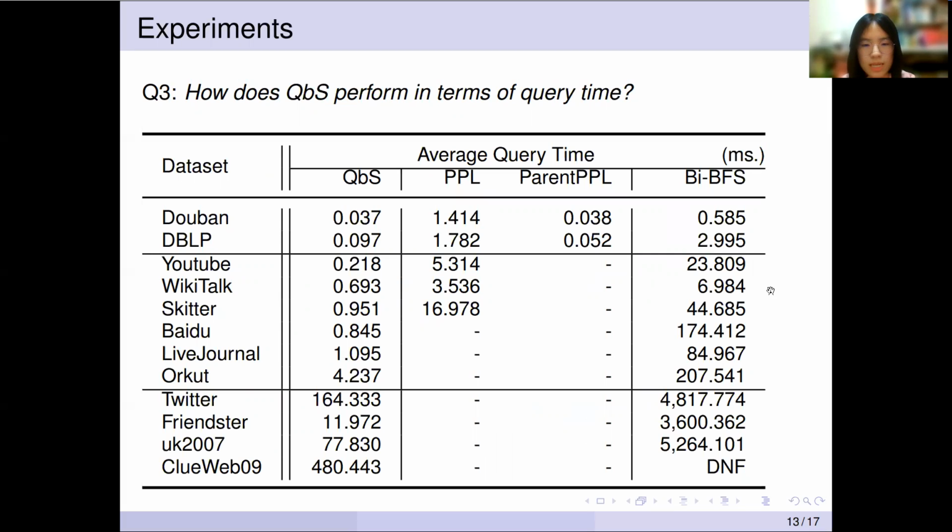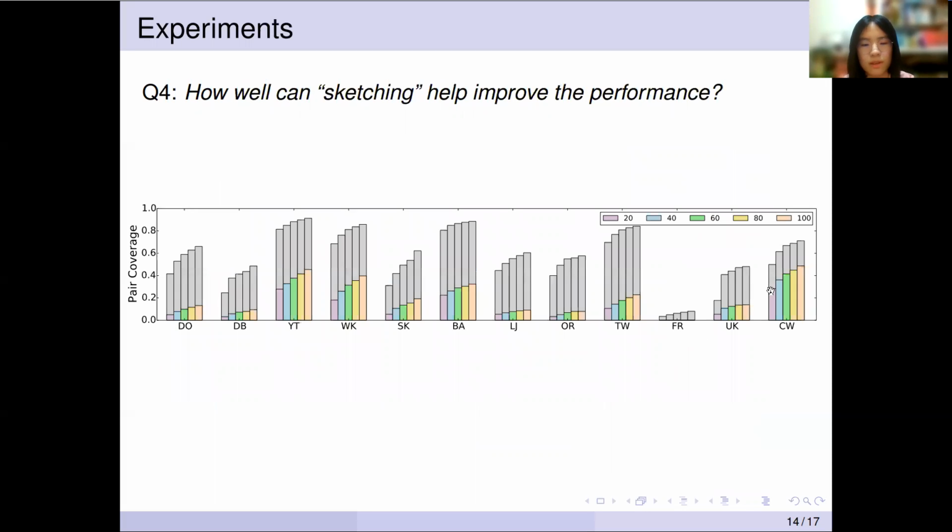Now, the query time efficiency, labeling space efficiency, and the scalability of query by sketch were preliminarily verified. We further want to know why our method performs well, that is, how the sketch improves the performance. So we test our method using different numbers of landmarks. Here, pair coverage ratio refers to the proportion of queries for which the sketch captures the shortest path between query vertices.